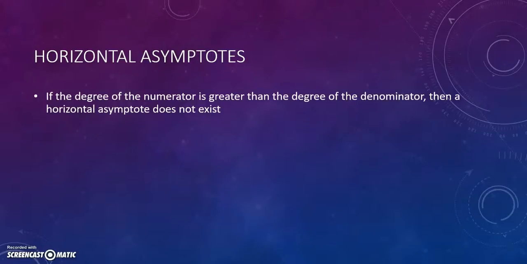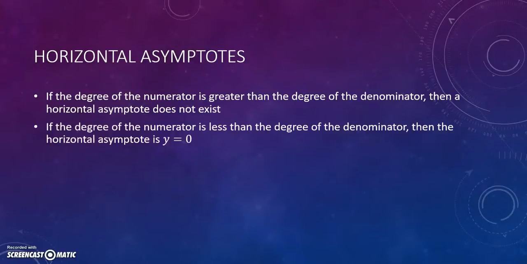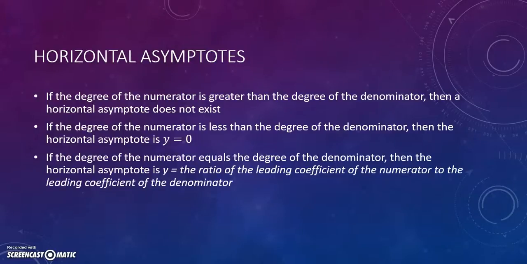If the degree of the numerator is greater than the degree of the denominator, then a horizontal asymptote does not exist. If the degree of the numerator is less than the degree of the denominator, then the horizontal asymptote is y equals 0. If the degree of the numerator equals the degree of the denominator, then the horizontal asymptote is y equals the ratio of the leading coefficient of the numerator to the leading coefficient of the denominator.